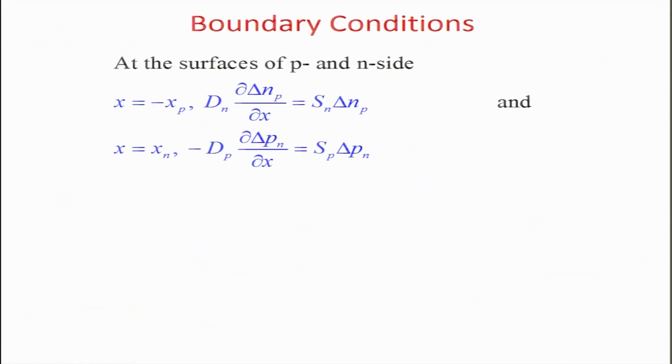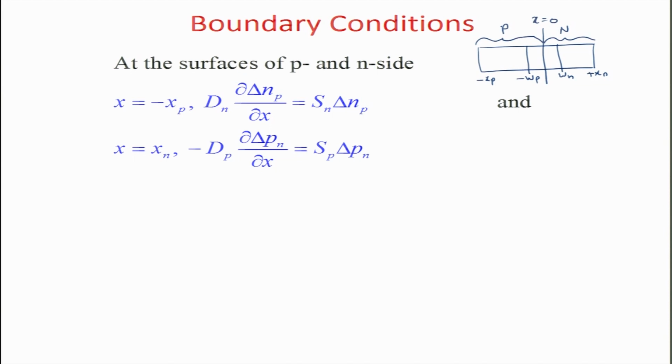First thing is we have to analyze what the boundary conditions are in order to solve the equations. The boundary conditions are at the surface of the P and N sides, that is at x equal to minus xp and x equal to xn. If you take this as a junction, this is at x equal to 0, this is Wn, this is minus Wp, this is minus xp and this is plus xn. So, this side is the N side, and this side is the P side.